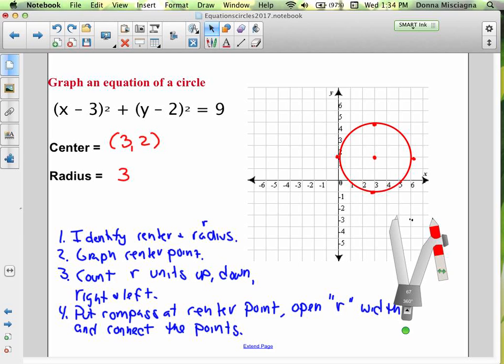Everyone good at the orange table? And yellow orange table good? Yes. Everyone green table good? Yep. Okay. Good. Everyone good? Okay.